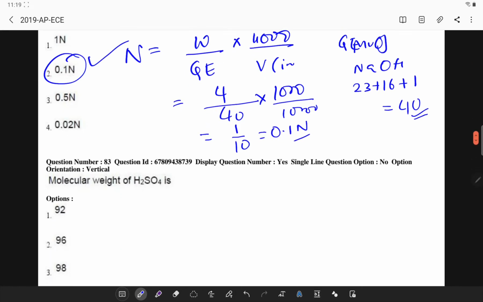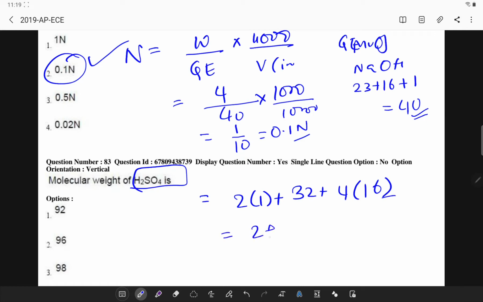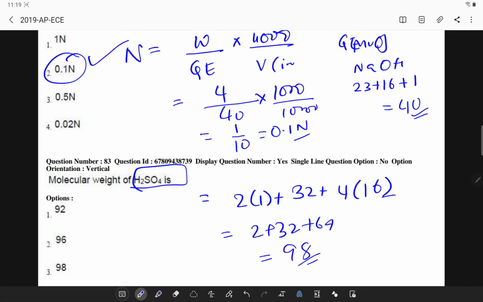So the next question, molecular weight of H2SO4. For hydrogen it is 1, for sulfur it is 32, for oxygen it is 16. So simply 2 plus 32 plus 64, it is 98.